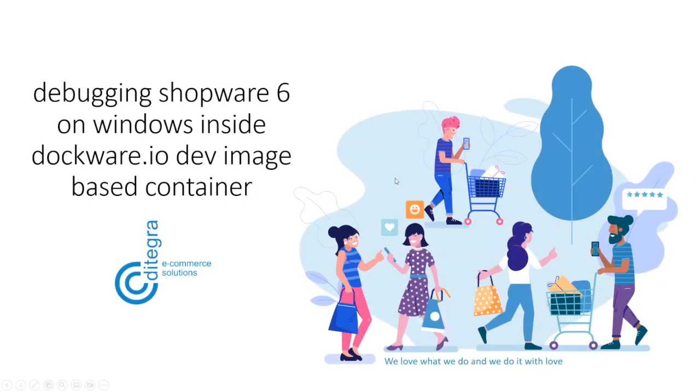Hello, today we're going to start debugging. So we have set up our Docker.io based container. We connected our Visual Studio already, so everything is running, everything's fine. And now we are starting developing our plugin. And now we want to start debugging, so we can set a breakpoint, attach to the container, and see what's going on.